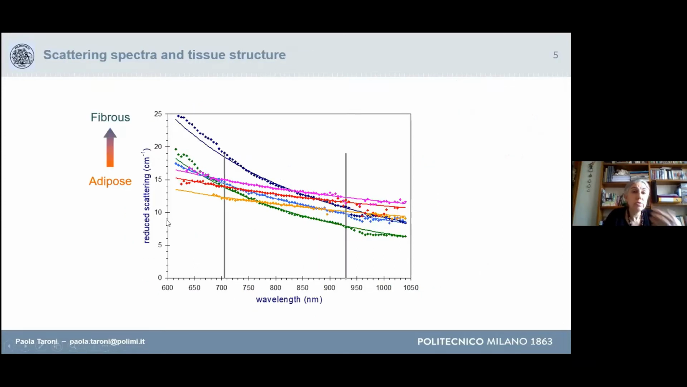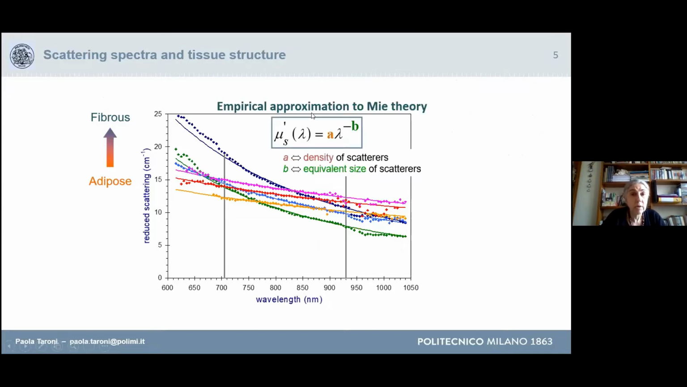The scattering also can be useful. There are no spectral features here, but the amplitude and the slope of the scattering spectrum provide information again on tissue composition. And they can be quantified with a very simple empirical approximation to Mie theory, where the reduced scattering coefficient is modeled as a power law as a function of wavelength. The amplitude A is related to the density of scattering centers, while the slope B provides information on the equivalent size of the scattering centers. And scattering centers in this wavelength range, red to near infrared, typically means cell membranes and subcellular organelles. So also the scattering can provide us some diagnostically relevant information.